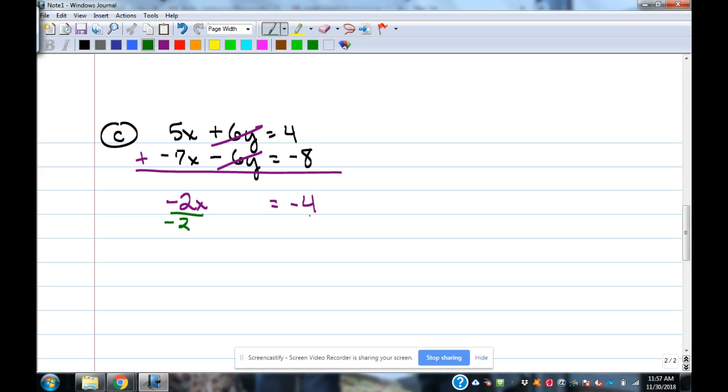One more step. Divide by the negative 2. X is positive 2 or negative 2? Positive, because you got double negative there. Negative divided by negative is a positive.